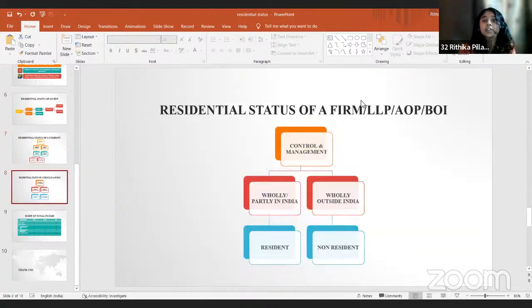And when it comes to a firm, LLP, AOP, or BOI, firm is a partnership firm, LLP is a limited liability partnership, AOP is association of persons and BOI is body of individuals. So now we look at only control and management. If it is partly or wholly in India, then we can say that a firm, LLP, AOP or BOI is resident. And if it is wholly outside India, then it is a non-resident.